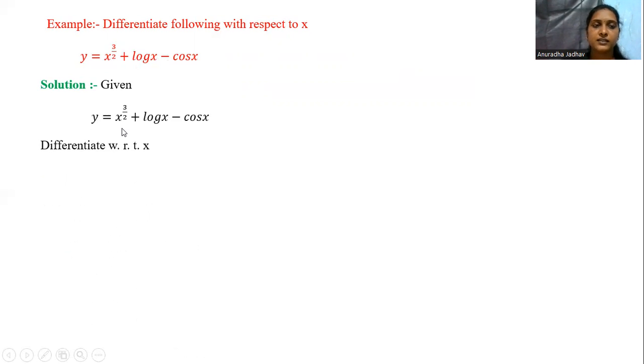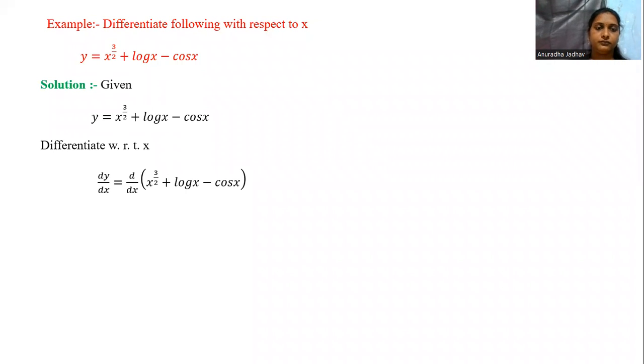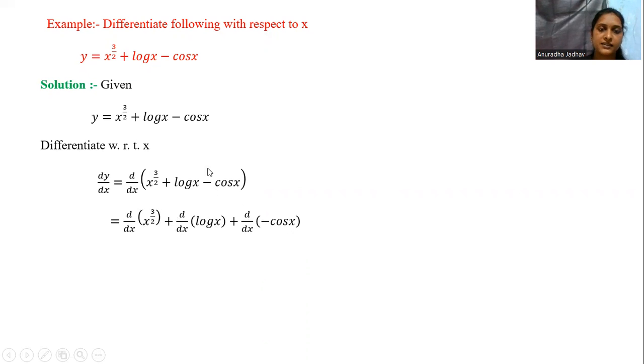Differentiate that with respect to x, that is dy upon dx is equal to, take the derivative of the right hand side, that is d upon dx of x raised to 3/2 plus log x minus cos x. Then separate the derivative for each function, that is first function, second function and third function. Separate this derivative: x raised to 3/2 with respect to x plus derivative of log x with respect to x. Here minus sign, okay, we can write plus and take the derivative of minus cos x. Write down the minus sign inside the bracket, then take outside.